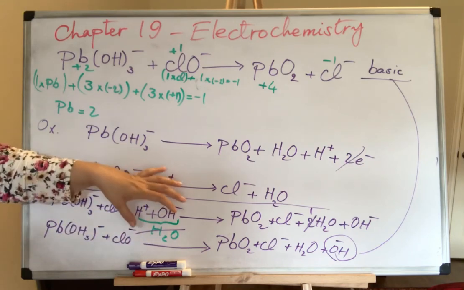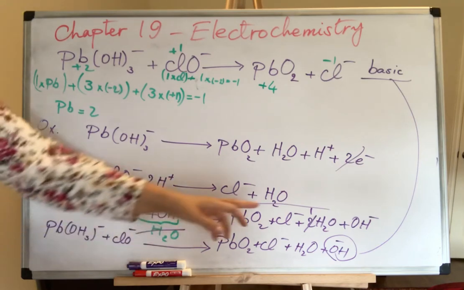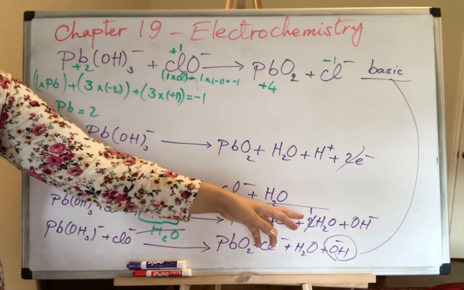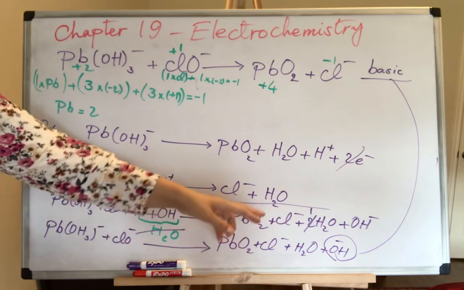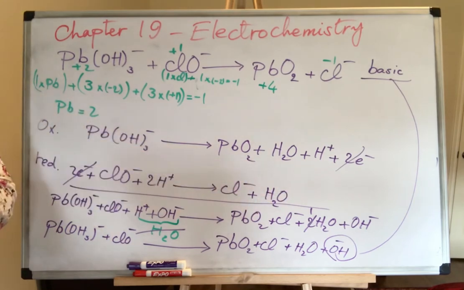So H and OH on one side will form H2O. But if you have any other H2O on the other side, you will cancel them from each other. And then on the other side, you have OH left. So this is how you balance the equations in 2 different types of solutions.